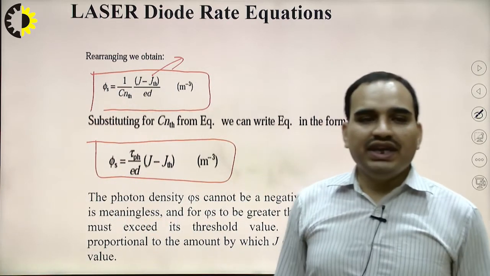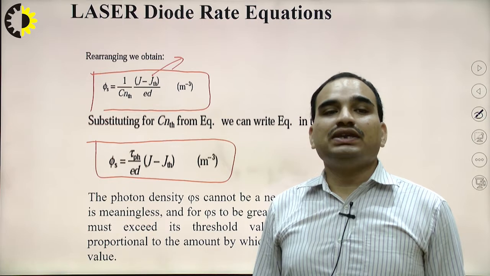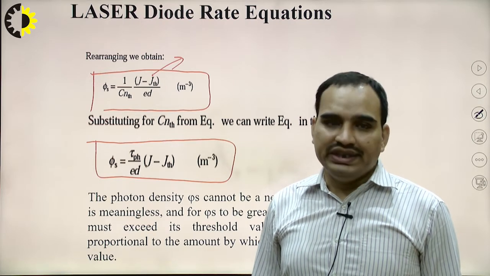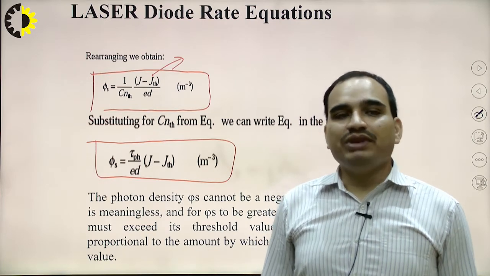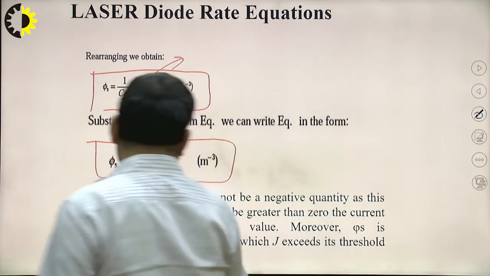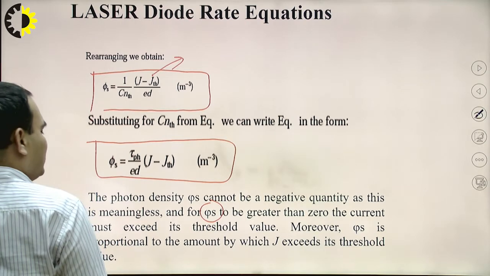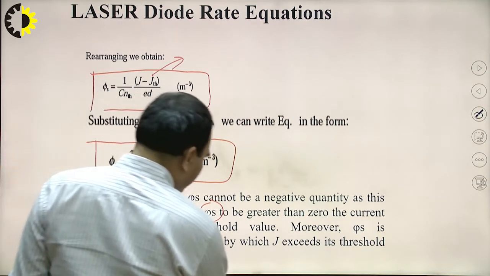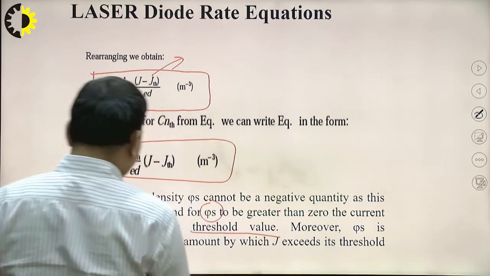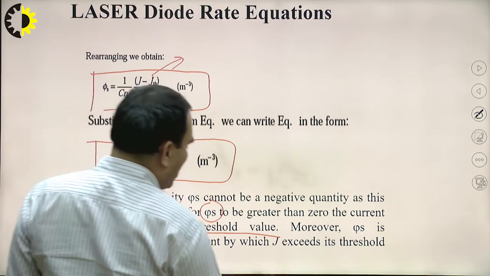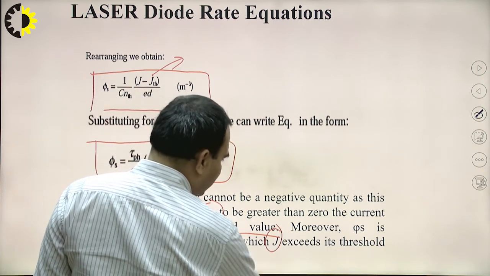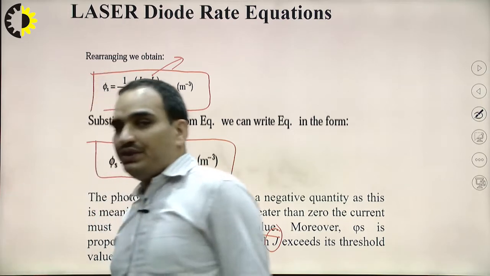So the photon density phi s cannot be a negative quantity, as this is meaningless, and for phi s to be greater than 0, the current must exceed its threshold value. So this phi s is proportional to the amount by which J exceeds its threshold value.